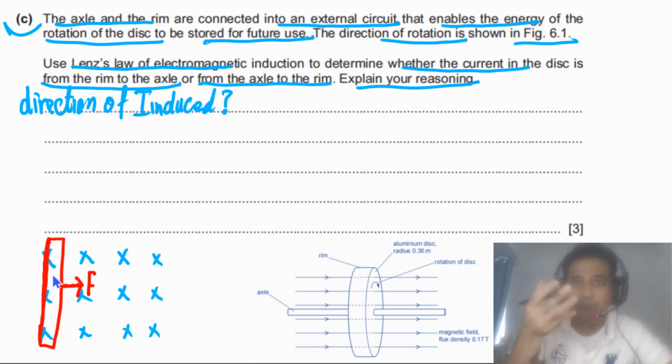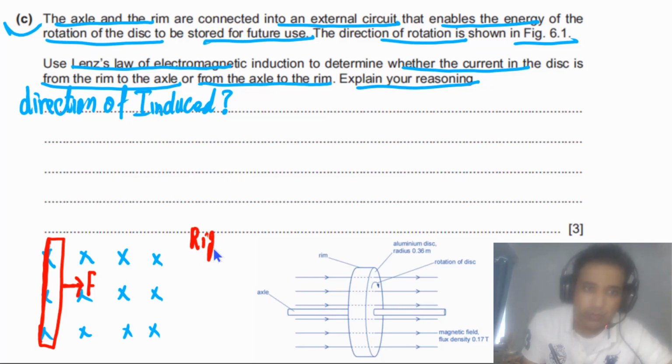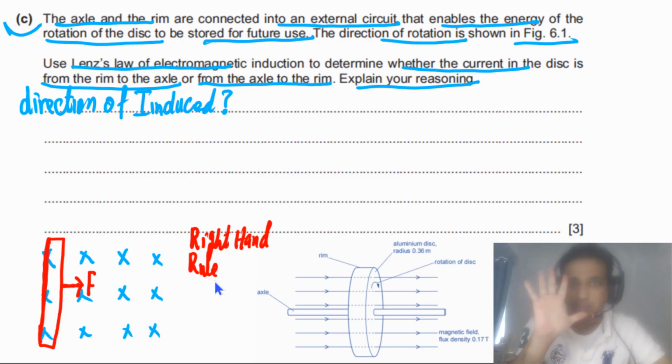Also we can find out direction of induced current by using right hand rule. So first of all, we can use right hand rule and find out direction of induced current. This one is the right hand rule, because this is generator effect. So you have to use right hand rule for generator, and for motor effect we use left hand.